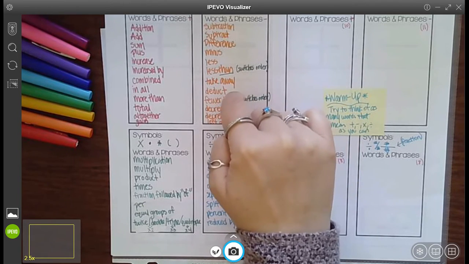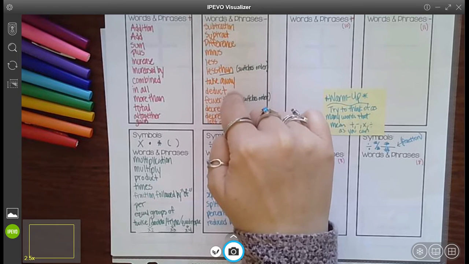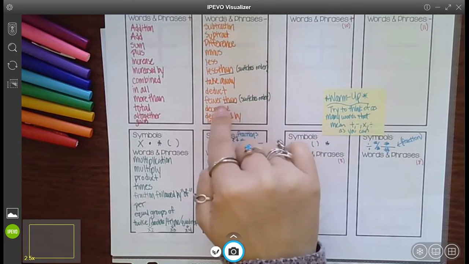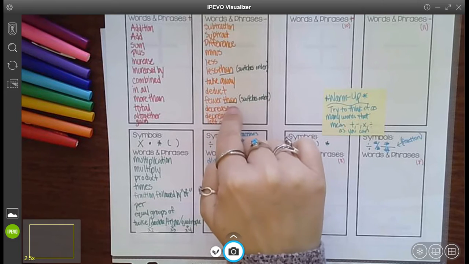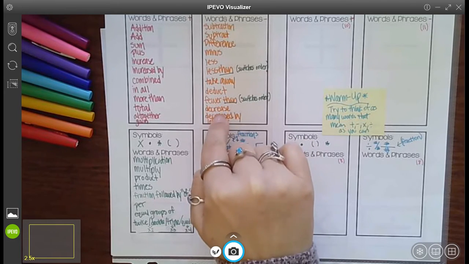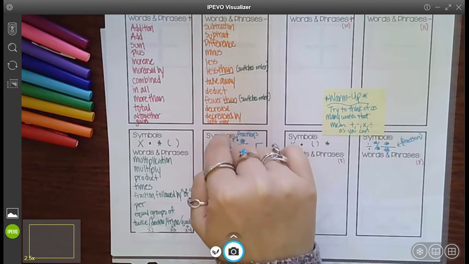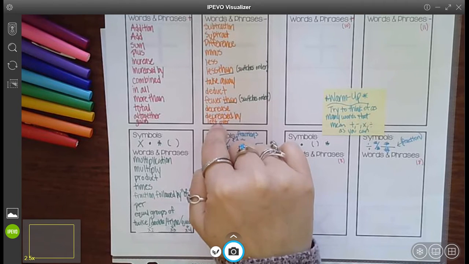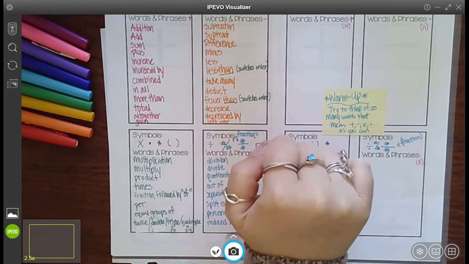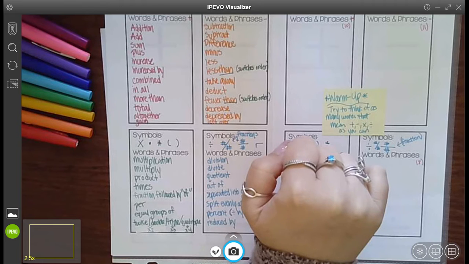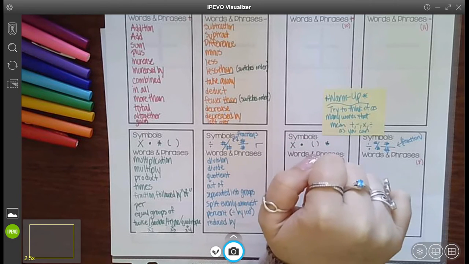Okay, take away, deduct. If you didn't know that deduct meant subtract, add that to your list. Fewer than, and because it says fewer than, it's going to change the order. Decrease, decreased by, or there's an amount left over. Okay, these all mean subtract. So any of those that you didn't know that meant subtract, go ahead and add them to your list.